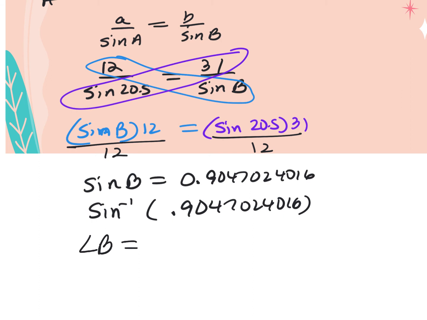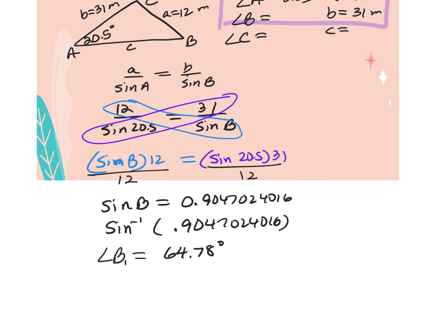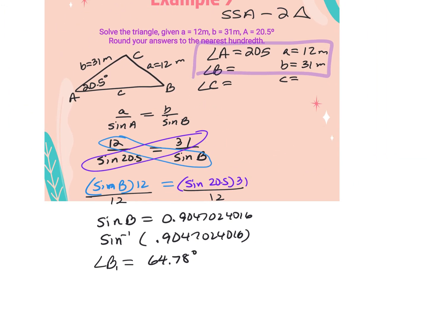So second sine or shift sine, whatever button you're using, make sure you do that. And you're going to be getting 64.78. That's your first angle B. So now all of this is for triangle 1. And I'll put a little subscript. Put little ones on all these. So the first angle B is 64.78.